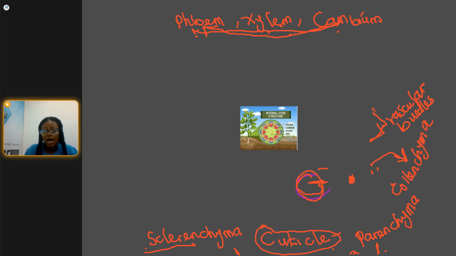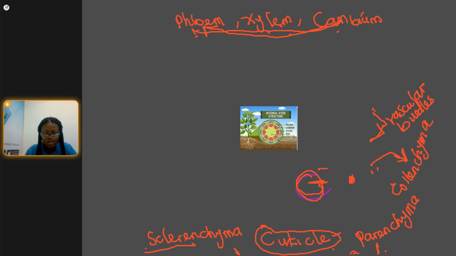And what do they do? I said the xylem helps in transporting water and minerals to the plant, and the cambium helps to produce new xylem and phloem, right? And then the phloem helps to transport food, transport sugar to the other parts of the plant.